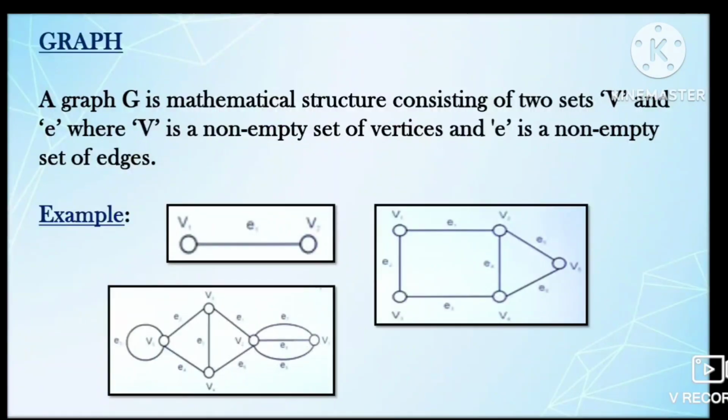So what is a graph? A graph G is a mathematical structure consisting of two sets, capital V and small e, where capital V is a non-empty set of vertices and small e is a non-empty set of edges. So in this example, we can see that we have vertices V1 and V2, and they are joined by an edge E1.